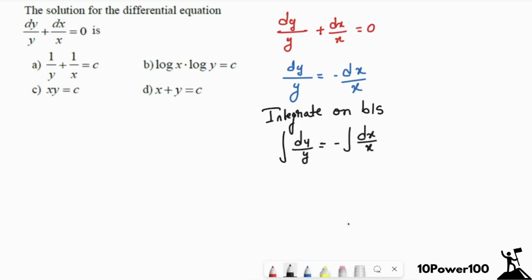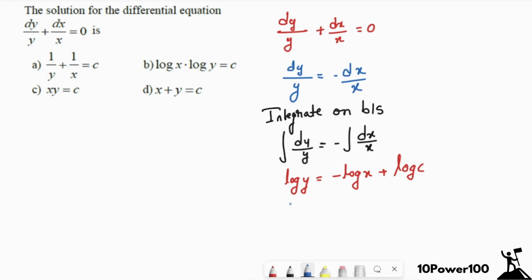dx by x. So you all know the integration of 1 by y is log y. Log y is equal to minus log x plus, since we have taken log on both sides, even for the integration constant we'll take log c. So this is one of the ideologies. Every time, whenever we get log on both sides after integrating, even the integration constant, we take it as log c instead of c.